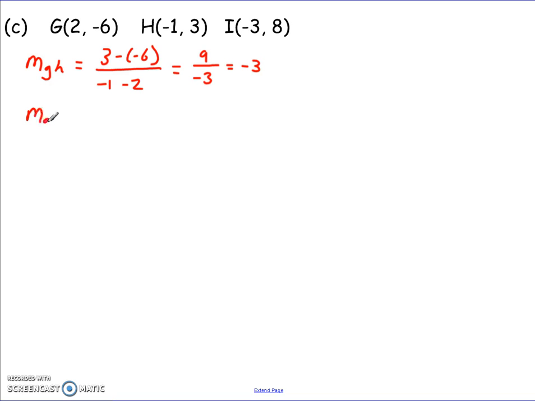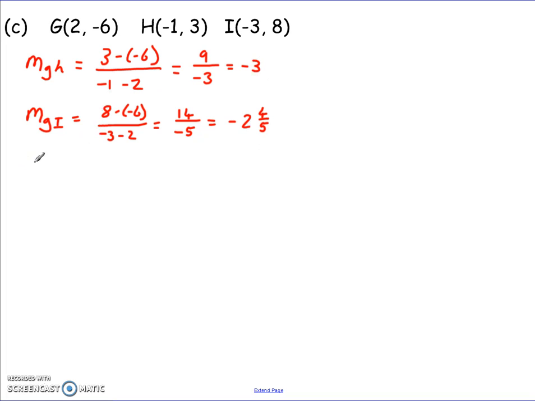Let's imagine then I do the gradient from G to I. Well, the gradient from G to I is 8 take away negative 6 over negative 3 take away 2. 8 minus minus 6, 8 plus 6, that's 14. Negative 3 take away 2 is negative 5. Well, in that case, that's negative 2 4/5. Well, hold on a second, they don't match.